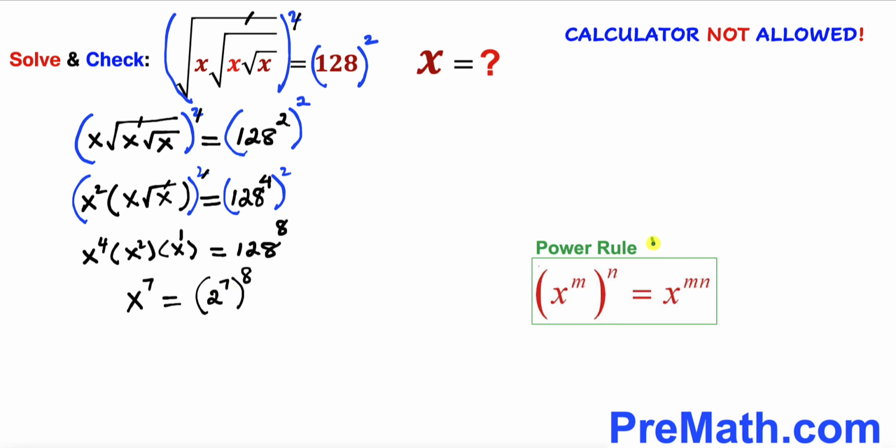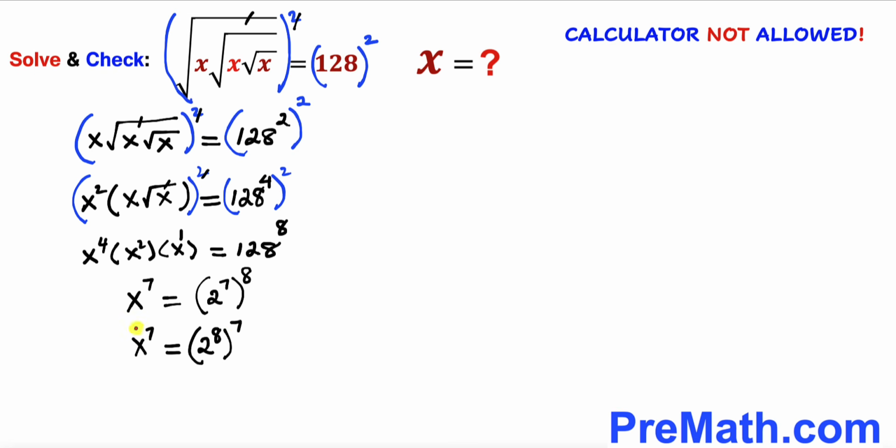Now let's recall this power rule of exponents once again: x power m and then power n can be written as x power m times n. So this part, 2 power 7 and then power 8, can be written as 2 power 7 times 8. If we do it once again, we can write this one as 2 power 8 and then power 7. It doesn't make any difference whatsoever. So we can write x power 7 equals 2 power 8 and then power 7.